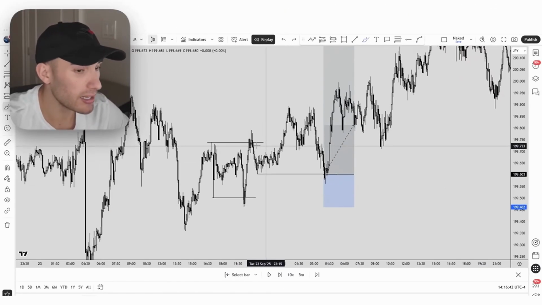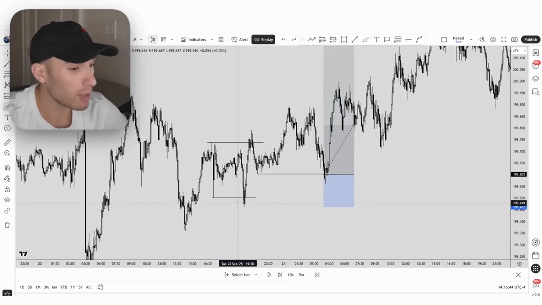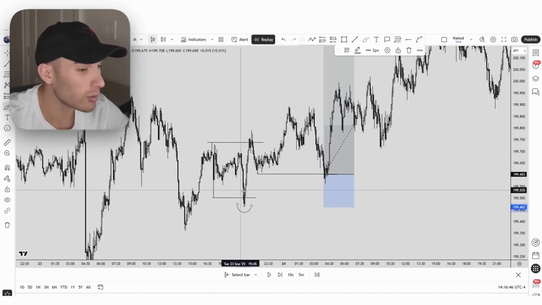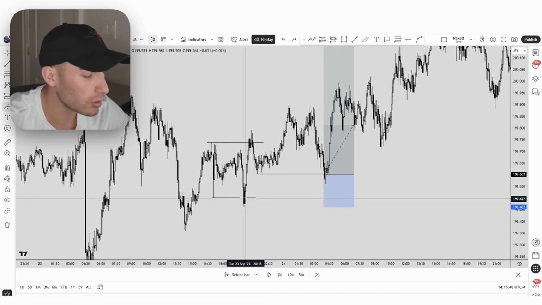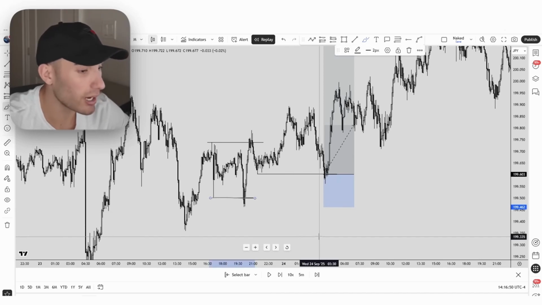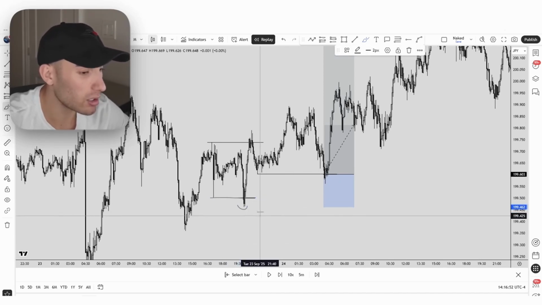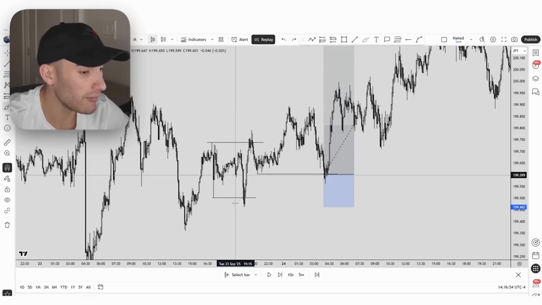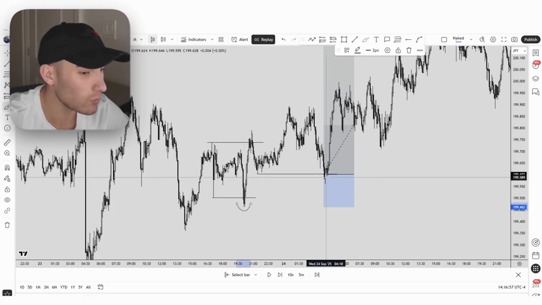Again, these are the things you want to train your eye to do. You want to be able to identify these liquidity blocks. Why is this a liquidity block? Very simple. Price ran a level of liquidity, created this low, and moved away to the upside, leaving a liquidity block, which is basically what we take our entries off of.